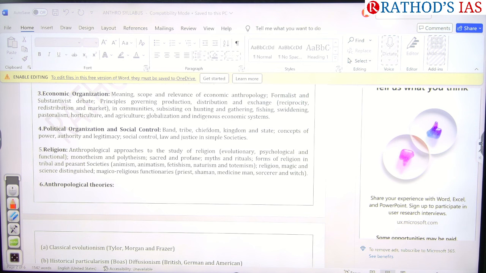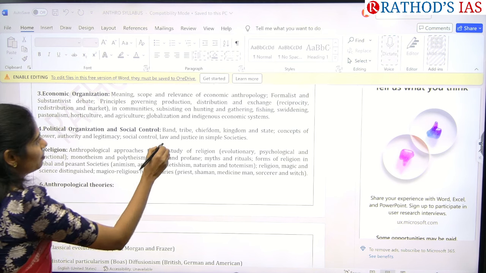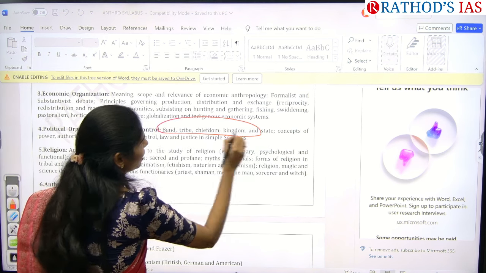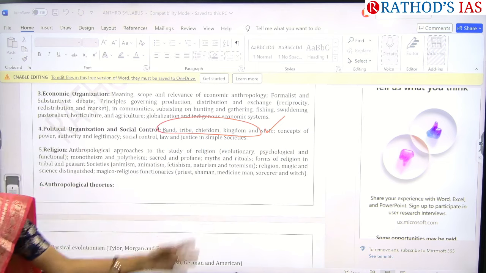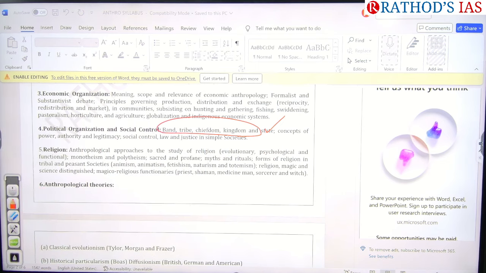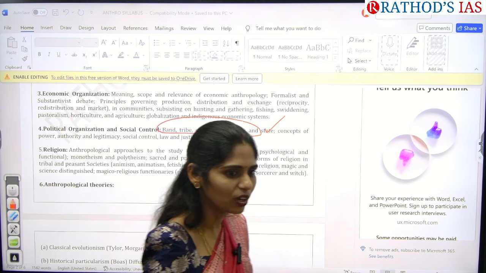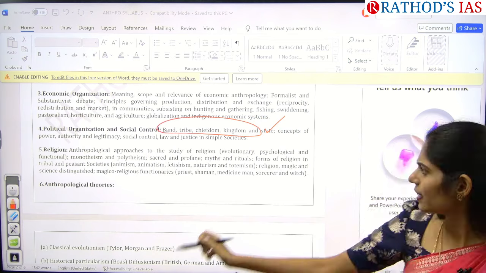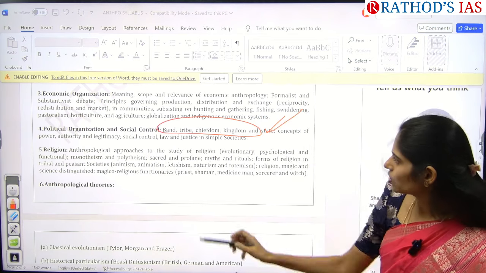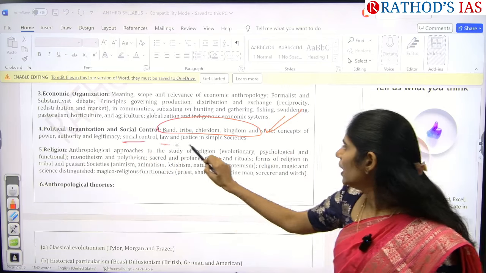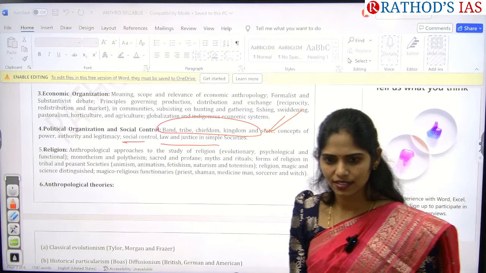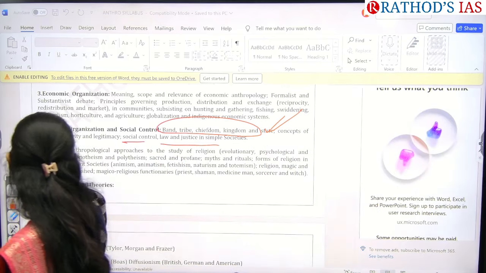Clear? Anything more? I think you are very new to band, tribe, chiefdom and kingdom. You will know about the state from your polity, like how we elect our president or our chief minister, how our governance system is going on, the three-tier government system. That comes under the state. So you have to know about social control and law and justice in simple societies. And this one is religion.